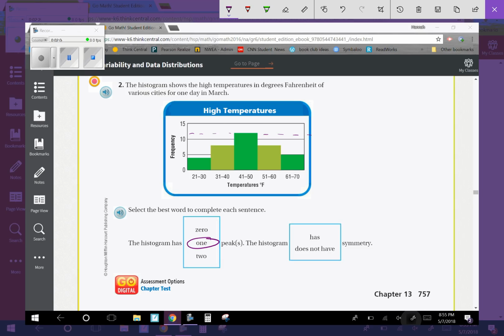The histogram does or does not have symmetry. If I divide this down the middle, this side here looks the same as this side. So it does have symmetry.